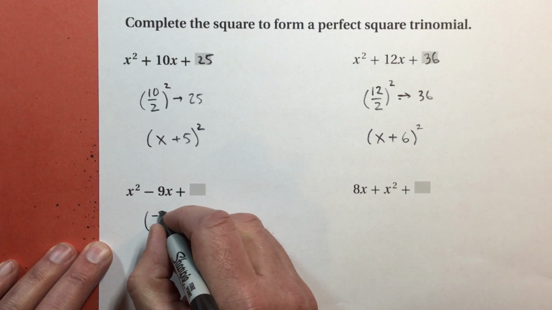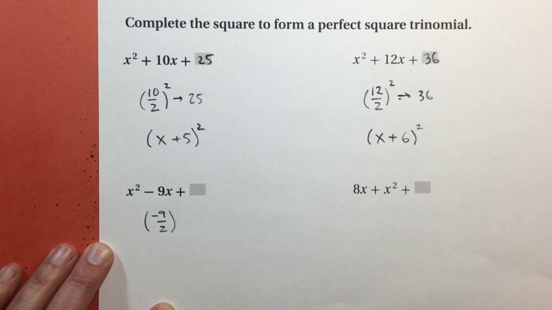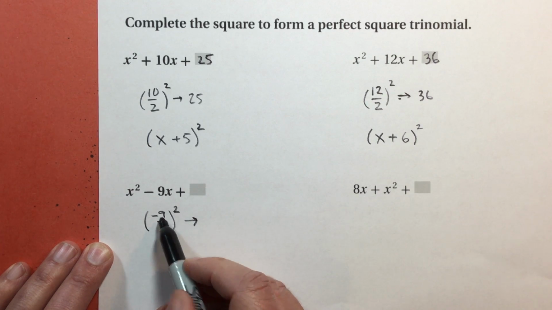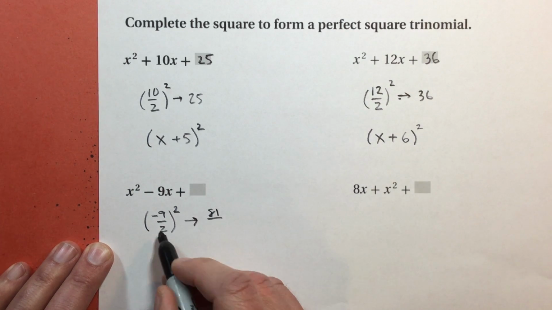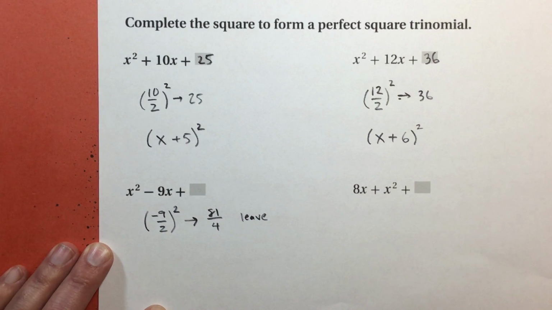This is going to be negative 9 divided by 2. Now, you do not have to change that to negative 4.5. I want to really start to walk away from, as soon as you see a fraction, you have to change it to a decimal. You do not. After I divide by 2, I'm going to square it. That means I'm going to take negative times negative, which is going to give me a positive. 9 times 9 is 81, and 2 times 2 is 4. You can just leave it like that, 81 over 4.